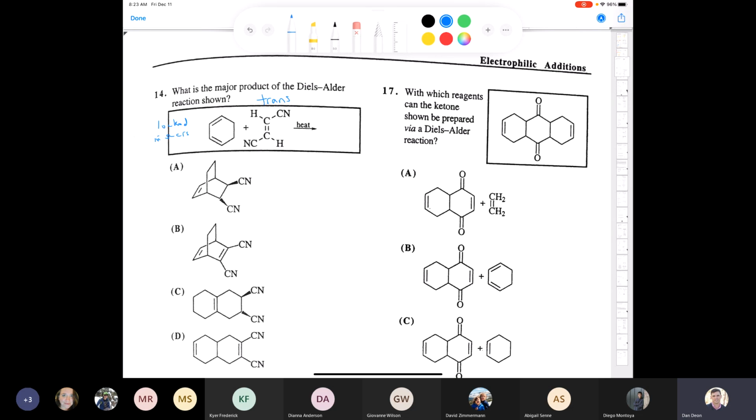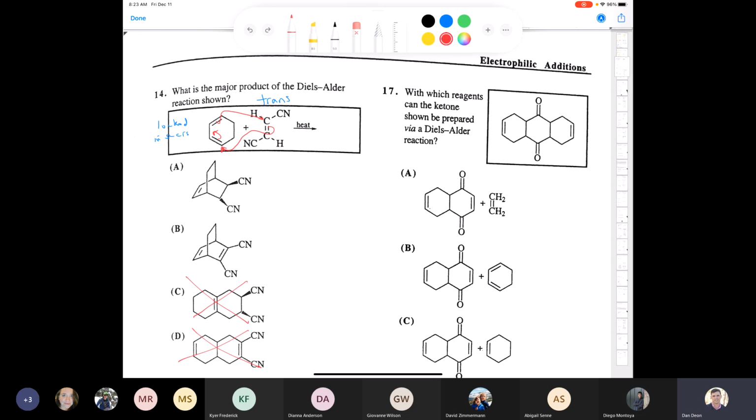Now, since our diene is in a cyclic compound, we're going to end up with a bridged molecule. Right, if you want to draw the curved arrows for this mechanism, it's going to look something like this, where we have attack like this. We form a new carbon-carbon bond here, and then we put our double bond here. So we're going to end up with a bridged compound. We can eliminate both of these. Neither of these are bridged compounds. These are bridged compounds. I see a major problem with B, though.